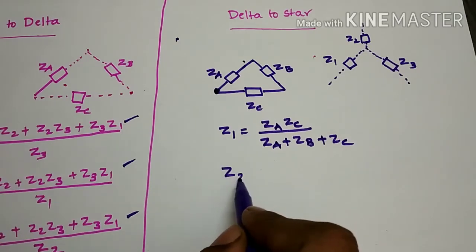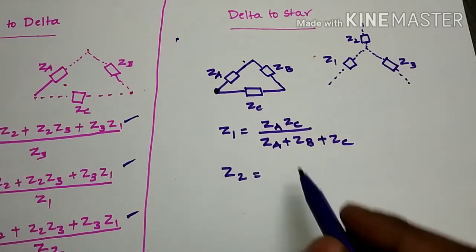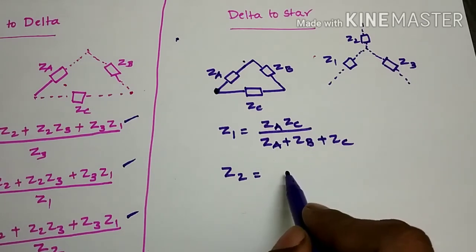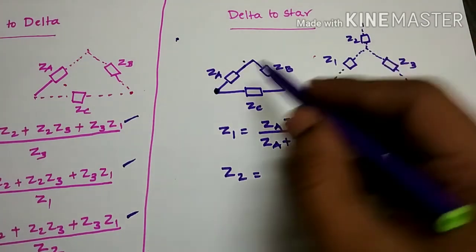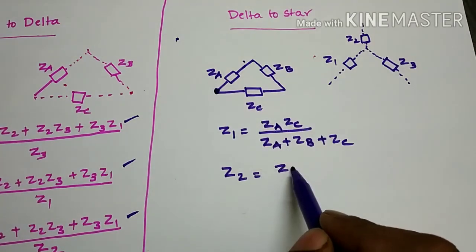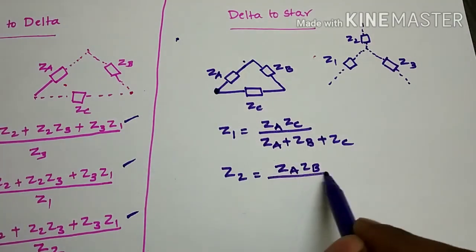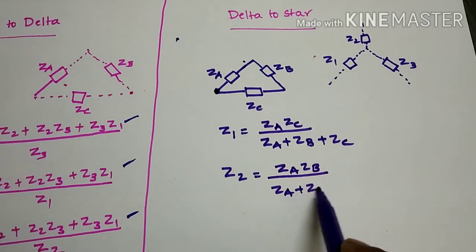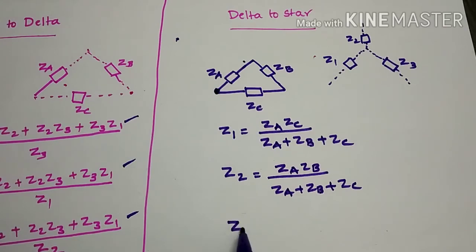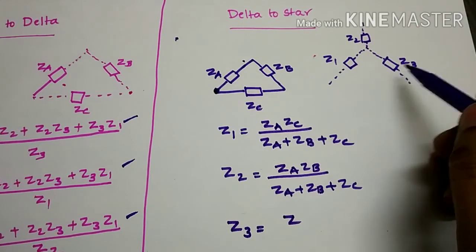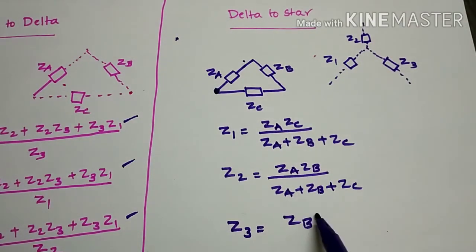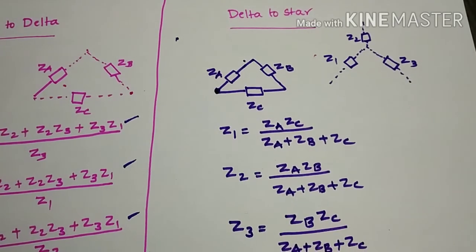Suppose you want to find Z2. You have to see the connected ones. ZA and ZB are connected, so ZA into ZB by ZA plus ZB plus ZC. Then Z3: ZB and ZC are connected, so ZB into ZC by ZA plus ZB plus ZC. Okay, this is very simple.